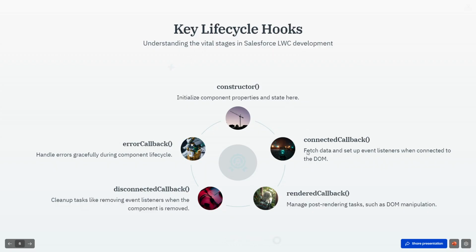Connected callback: fetch data and set up event listeners when connected to the DOM. Next is rendered callback: manage post-rendering tasks such as DOM manipulation. And disconnected callback: clean up tasks like removing event listeners when the component is removed. And the error callback: handle errors gracefully during the component lifecycle. This is just a cycle, so it goes back to where it was, from constructor to error callback, and again back to constructor.